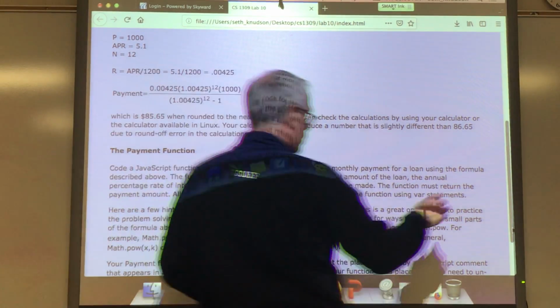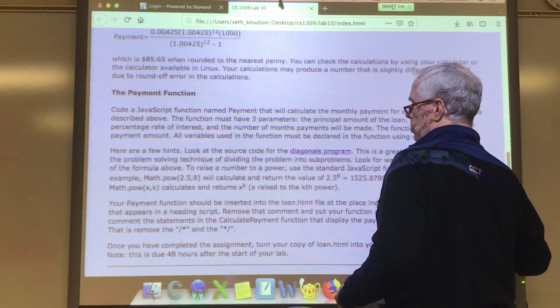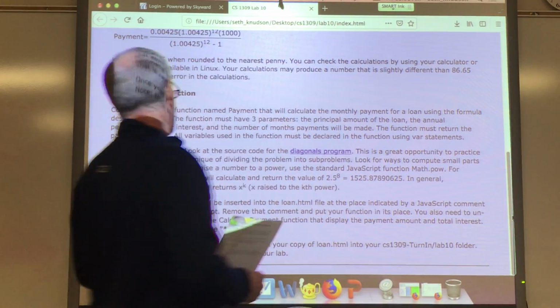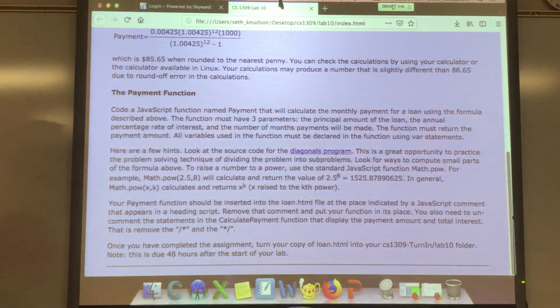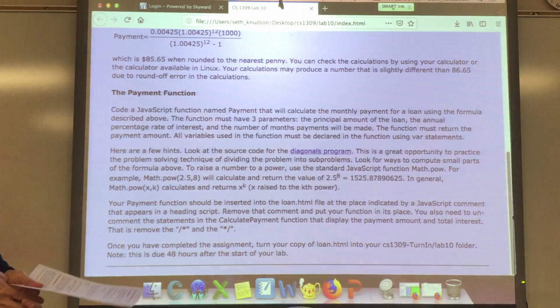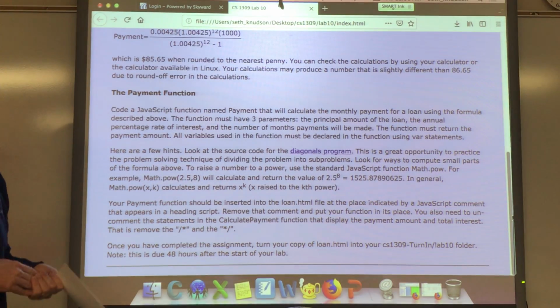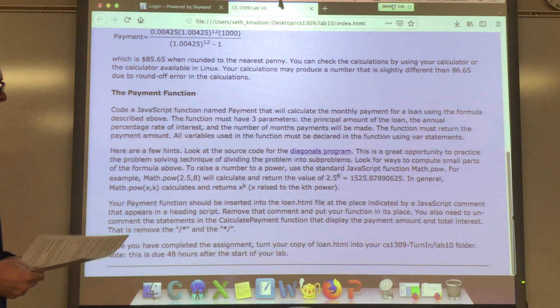So here's what you guys are going to need to do. The payment function. Code a JavaScript function named payment that will calculate the monthly payment for a loan using the formula described above. The function must have 3 parameters. Okay, and I'm going to talk about a parameter in a little bit. Right now, our functions that we've created in the past have been void functions. They haven't expected anything to come to them. They haven't returned a value. So I'm going to have to talk a little bit about what that is.